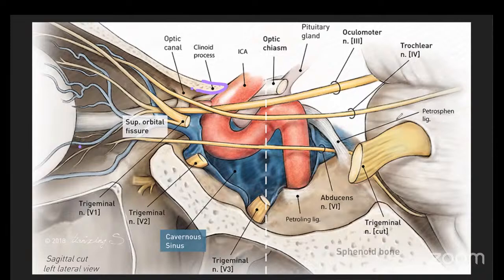Now you see that the ICA is curving. There's the cavernous segment of the ICA. This portion is the cavernous segment. And then just around the anterior clinoidal process, this portion is going to be the clinoidal segment. The clinoidal segment is marked by two rings. Can someone name those two rings for me?